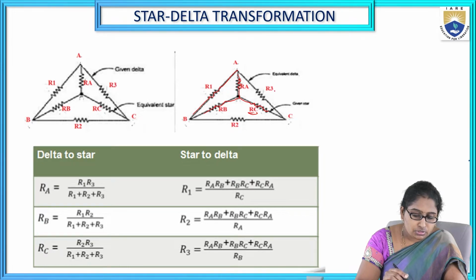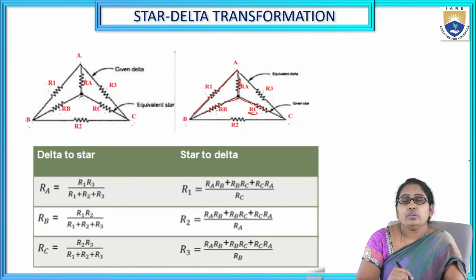Next, the expression for R3. That is given by, again, the same numerator, the sum of the product of each two elements combination, over the opposite element to R3. What is the opposite element in star? That is RB. So in the denominator we write RB.